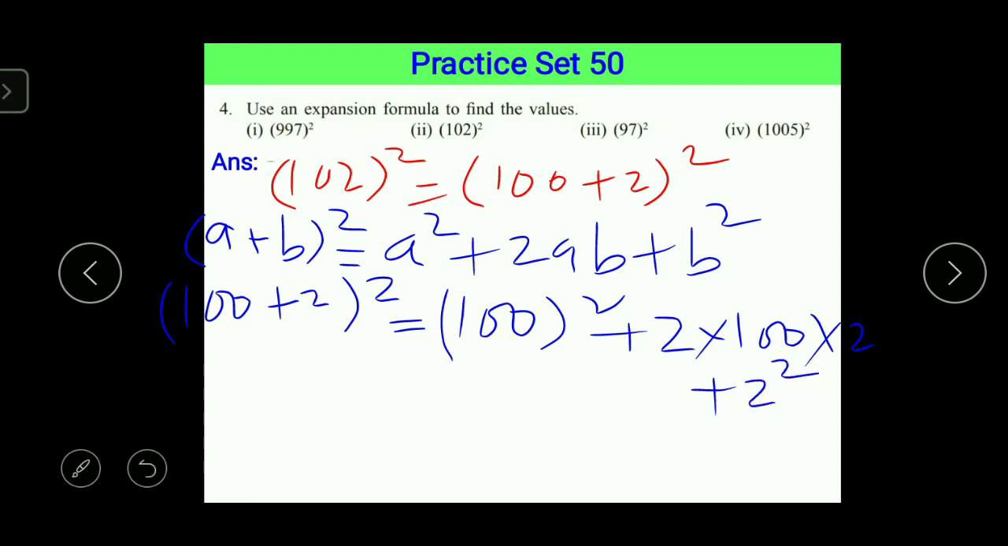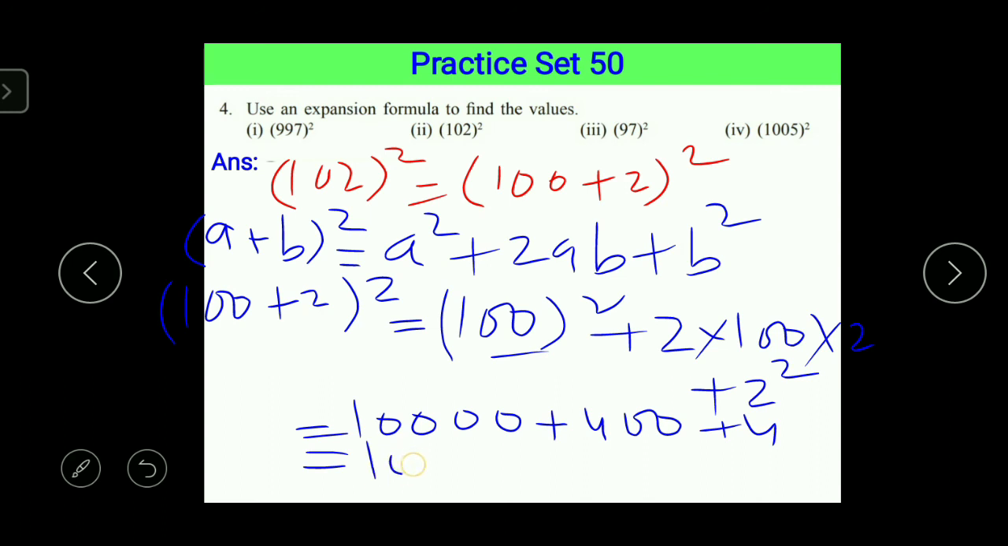So when we solve, we'll get 100 square. How much is 100 square, students? See, two zeros are there. It will become four zeros. Simple, students. Two zeros are there, you will write four zeros. Plus 2 into 2, 4 into 100, 400. We'll write 400 here. Plus this 2 square is how much? 4. So we'll write 4 here. Now when you add, we'll get 10404. Are you getting this? This is your answer, students.